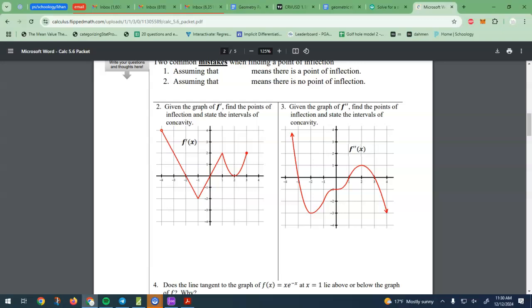If I had to justify it, I would say f double prime of x changes signs, or switches signs. It goes from positive to negative, positive.